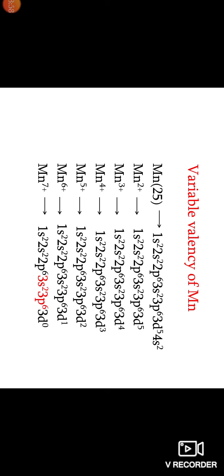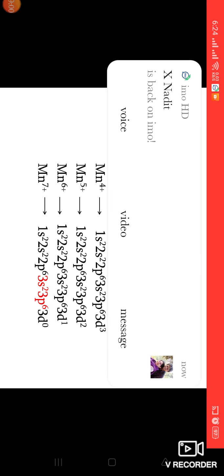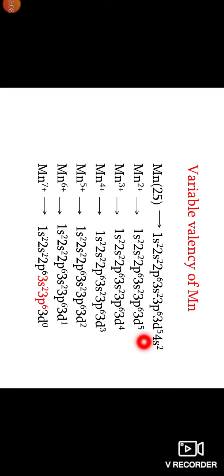I have given another example of variable valency, manganese. The electronic configuration of manganese shows that it has two electrons in the outermost energy level, the 4s orbital. After losing these two electrons, it has the electronic configuration 3p6 3d5, and the oxidation number is now 2+. It can lose electrons from the 3d orbital successively and make ionic states of manganese 3+, 4+, 5+, 6+, up to 7+.